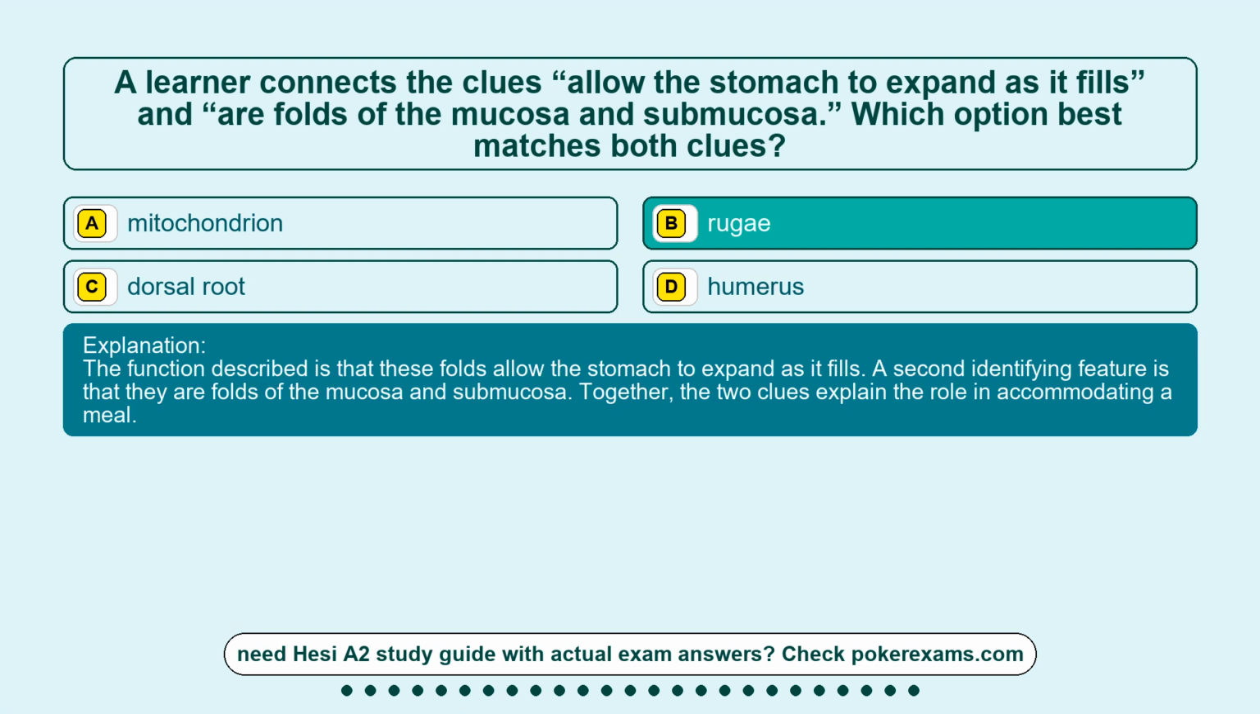The function described is that these folds allow the stomach to expand as it fills. A second identifying feature is that they are folds of the mucosa and submucosa. Together, the two clues explain the role in accommodating a meal.